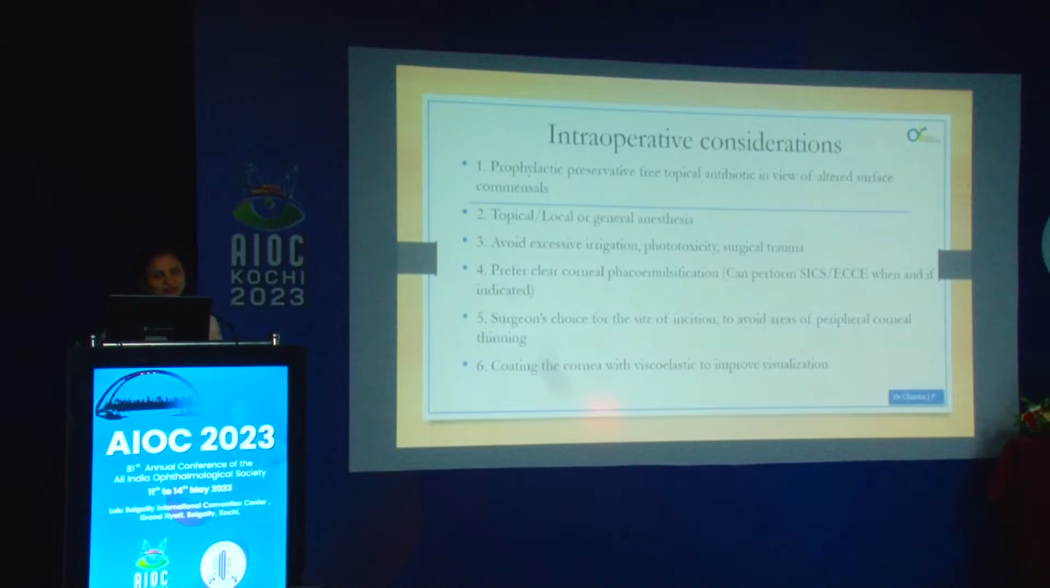Prophylactic topical antibiotics are also preferred because we must remember that in dry eye disease, the surface commensals are already altered, and therefore we need to use topical. It's preferable to use topical antibiotics. Local anesthesia or general anesthesia, if required, may be preferred as compared to a topical one.